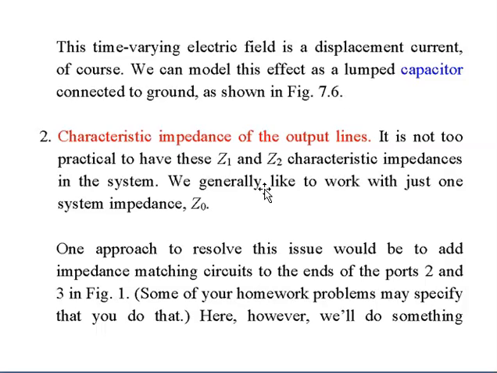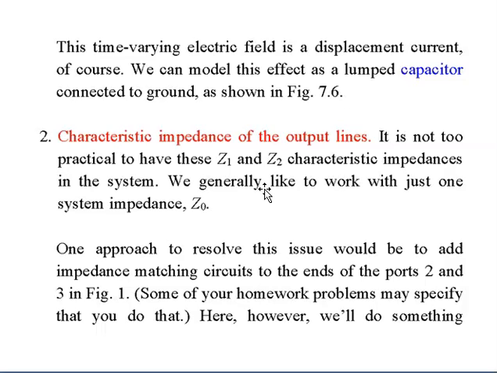So what you have to do is model this effect as a lumped capacitor which connects to the ground, as shown in figure 7.6. Now, next one, you have to consider the characteristic impedance of the output lines. It is not too practical to have Z1 and Z2 characteristic impedances in the system. So we generally like to work with just one system impedance, which is Z0.